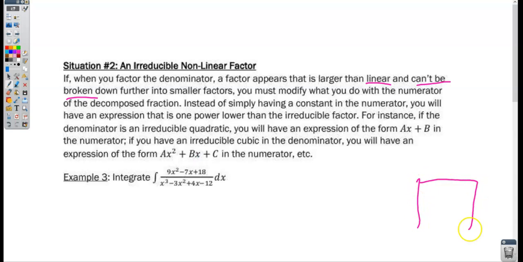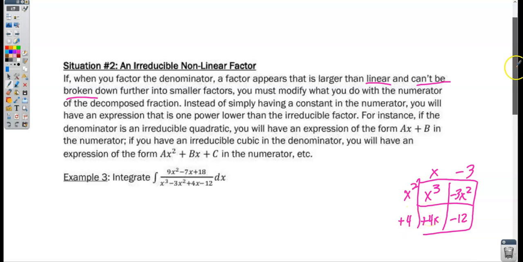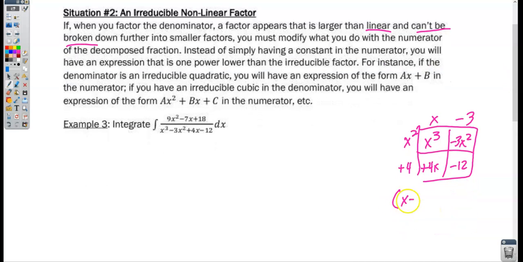So let's see what happens here in my factorization. I've got 4 terms. I can take an x squared out of those. That's multiplied by x. That's multiplied by minus 3. That's plus 4. And so my factorization is the quantity x minus 3 times the quantity x squared plus 4. And x squared plus 4 is an irreducible quadratic. We can't factor that any further. So we have exactly the situation that we're talking about here.